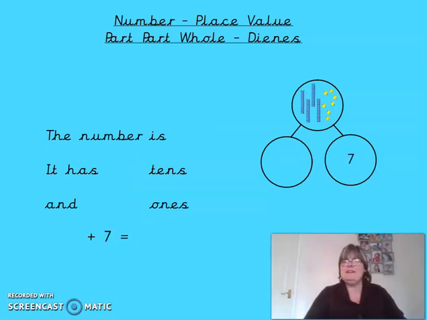Now this one has a different number missing. This one has this number here missing. So we've got our picture with our total. We've got 7 over here, so that must be our ones, mustn't it? So what needs to go in our tens box here? Can you shout out? What number needs to go in the tens box here?